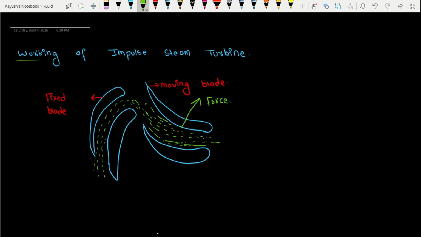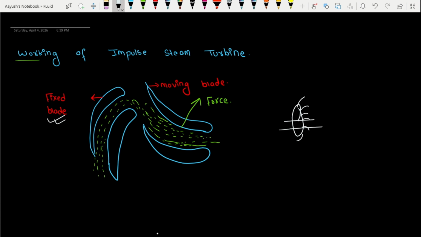Hello everyone, today I am going to tell about the working mechanism of impulse steam turbine. So basically in the impulse steam turbine we have fixed blades, a series of fixed blades connected to a shaft. Here is one shaft and around it is a hub and around it the fixed blades are arranged in this manner.